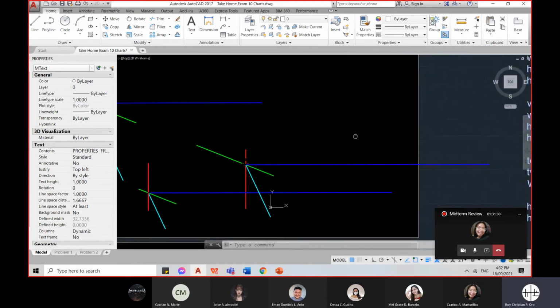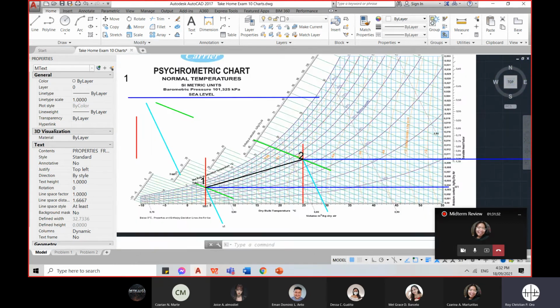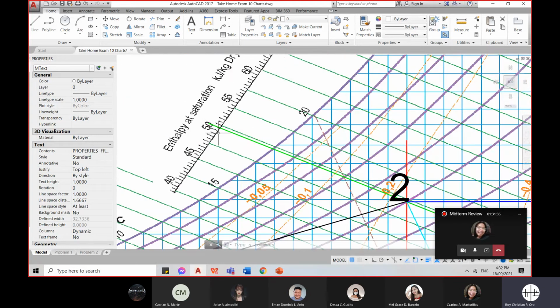Now let's go to the second one. So for the second one, ang yahang enthalpy at saturation is this one. So pila man na siya? So 50 ang dako, 0.5 ang gamay, so it's 50.5.